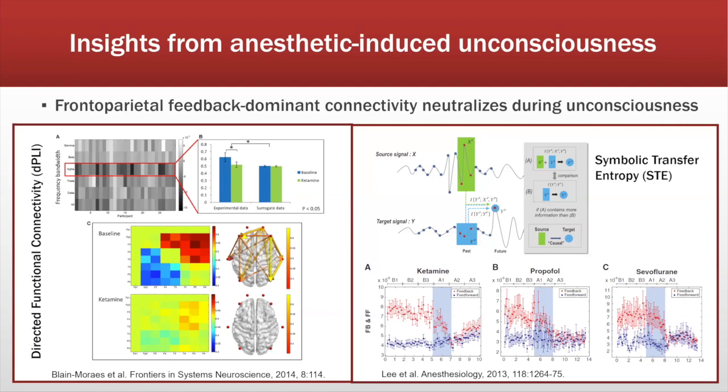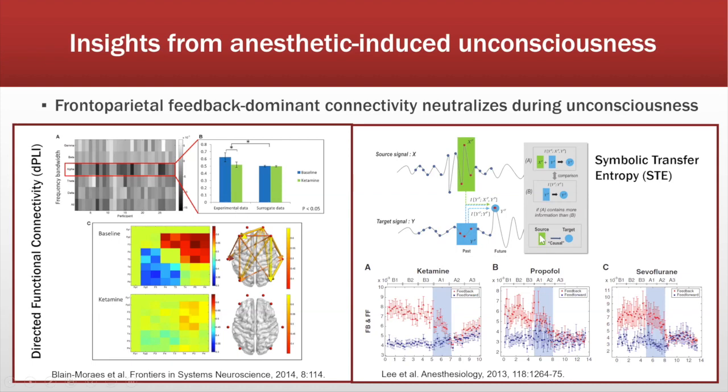This phenomenon is not just unique to the metric of DPLI. One of my colleagues at the University of Michigan, Anchol Lee, ran a very similar study using not DPLI, but symbolic transfer entropy, which is a nonlinear extension of Granger causality.